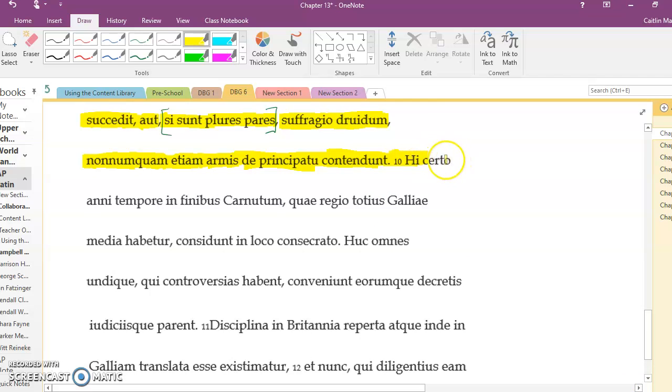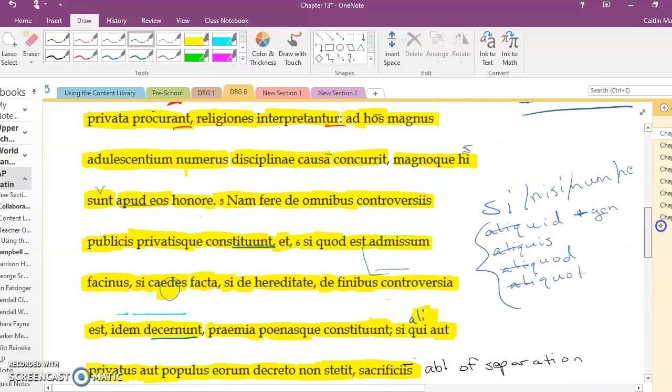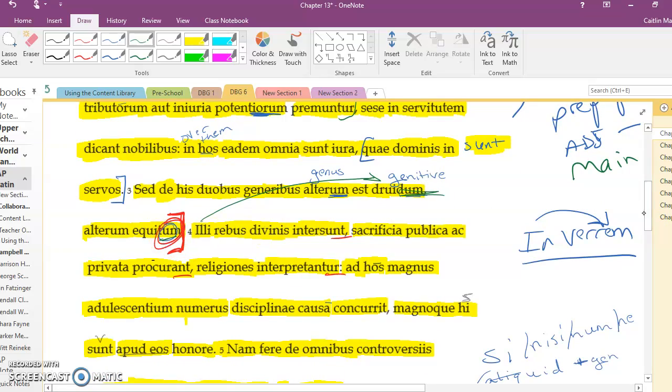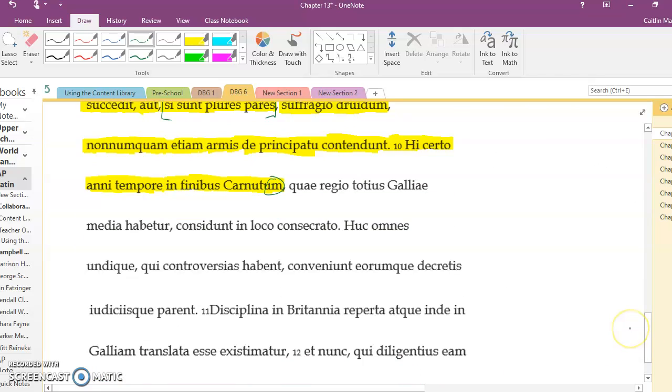These guys, certo doesn't go with he or anni, but it does go with tempore, and the anni's in the middle. At a certo tempore of the anni, in the finibus, there's that genitive plural ending that we saw in lots of things. Druidum, equitum, right? Don't forget that can be genitive plural, especially if it's a group of people. So at a certo tempore of the anni, in the finibus of the Carnutes, they are a group of people. We've done a relative clause. Qua regio totius Galliae media habetur. And even in book 1, where we started the chapter with Gallia est omnis, later on we had a totius Galliae. Book 6 is doing the same thing. That's worth looking back at, those two instances. Okay. All right, in the Carnutes.